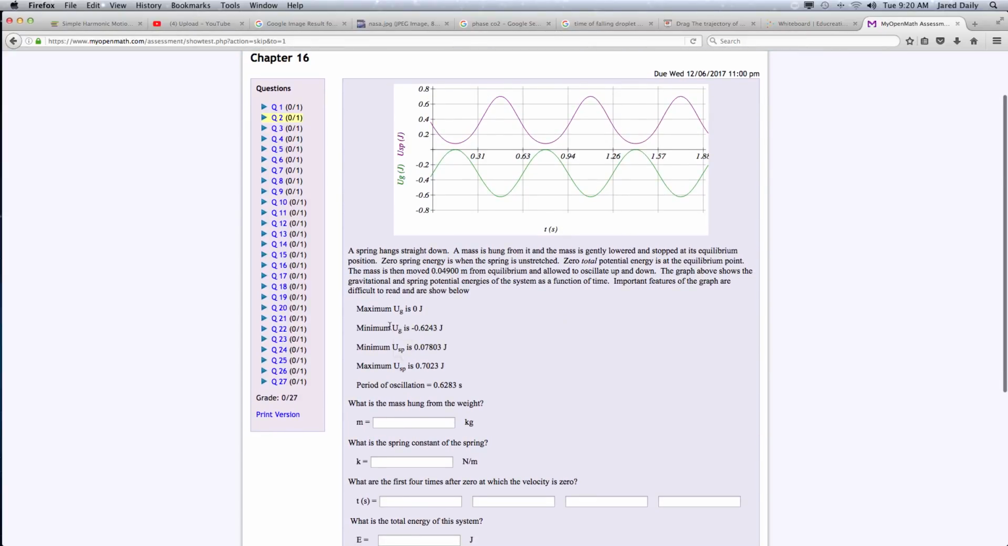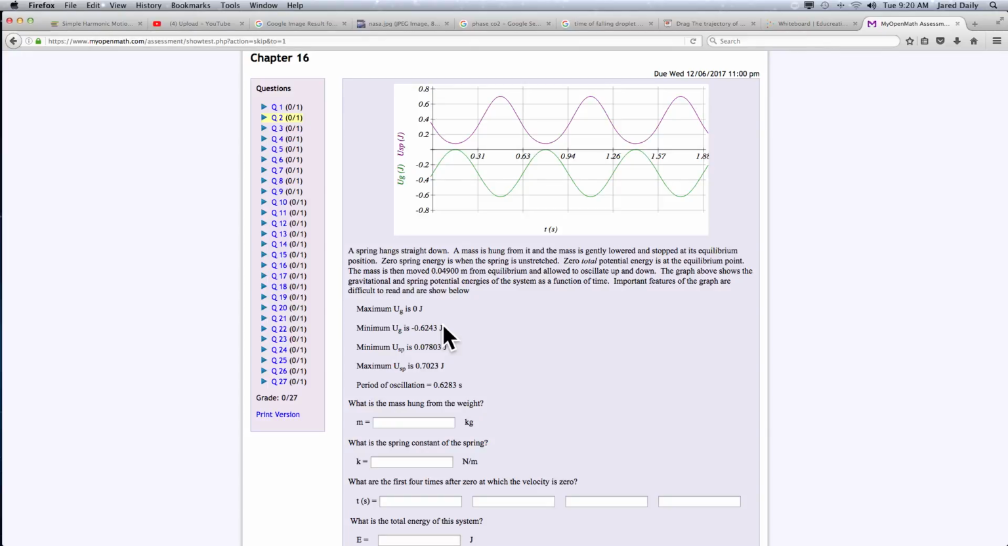And they tell you the maximum and minimum gravitational potential energies in this problem, and the maximum and minimum spring potential energies. And they also tell you how far it's moved. So they tell you the distance it moves, so you know how high it is. And that's all they tell you. And then they ask you, what is the mass?